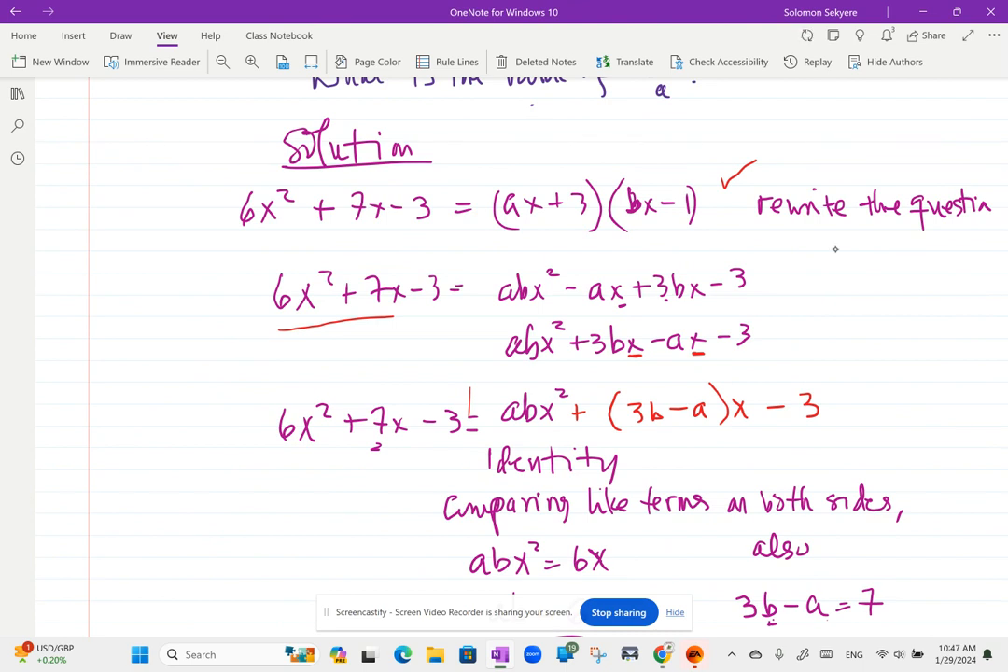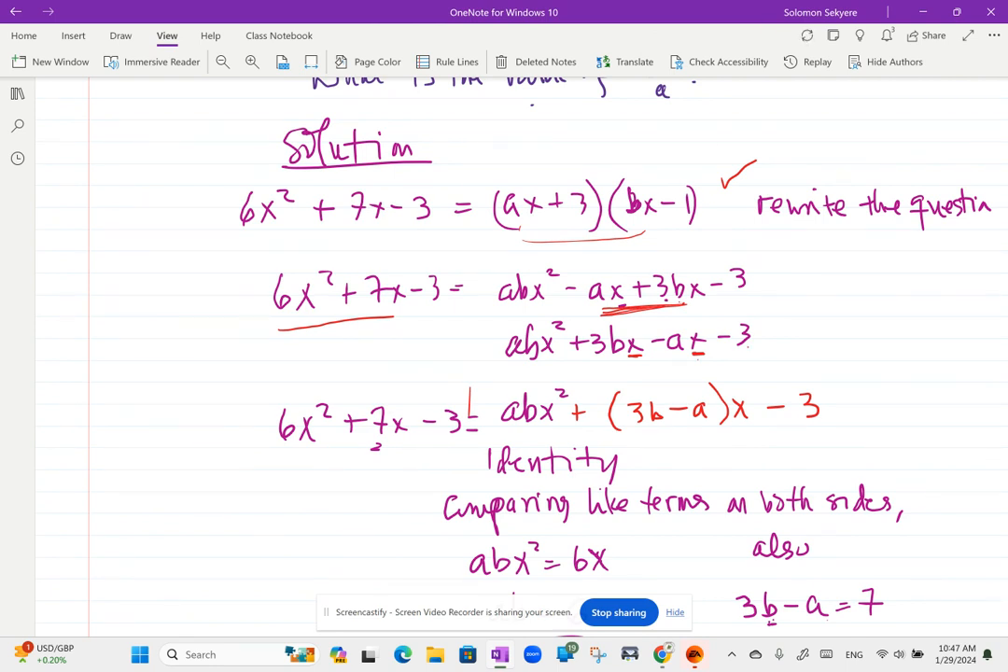So what are we going to do? We are going to FOIL, right? You're going to FOIL it. So we do that, and then we end up with abx squared minus ax plus 3bx minus 3. And I'm going to rewrite this part here. Okay, and it becomes, I write it positive first. So 3bx minus ax minus 3.